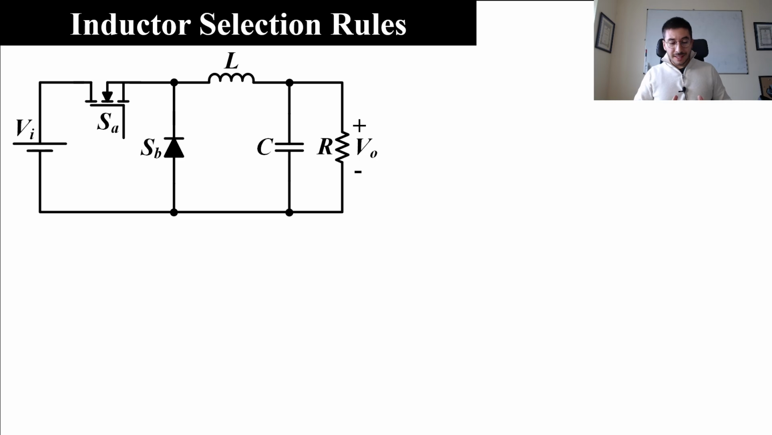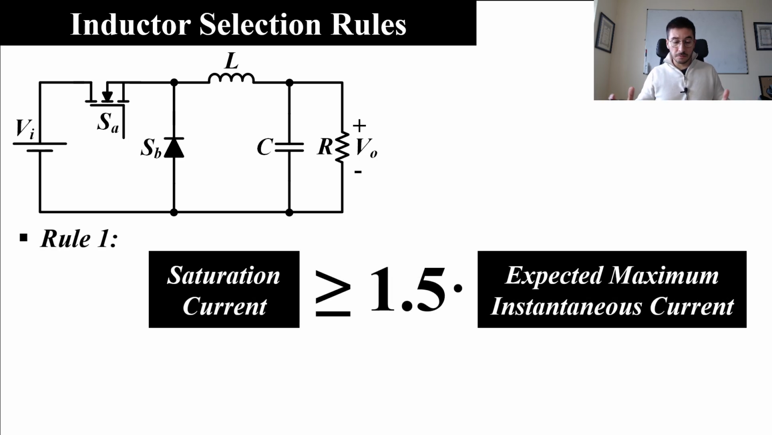Okay, so let's see the rules for choosing the inductor. The first one is quite simple. The saturation current must be equal or higher than 1.5 times the expected maximum instantaneous current.